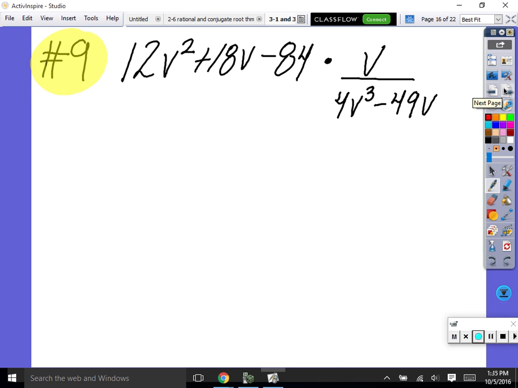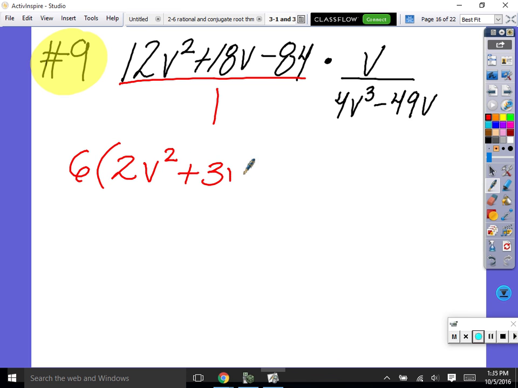Okay. So number 9, let's quickly do number 9. Everybody look with me. We have this times this. Don't we multiply straight across? Yeah. And this is over 1, correct? So we factor this. The easiest way on number 9 is to factor out, what do they all divide by? We want to factor out the greatest thing in common. Okay, let's pull out 6. Left is 2b squared plus 3b minus 14.